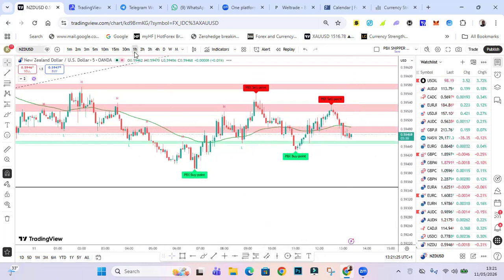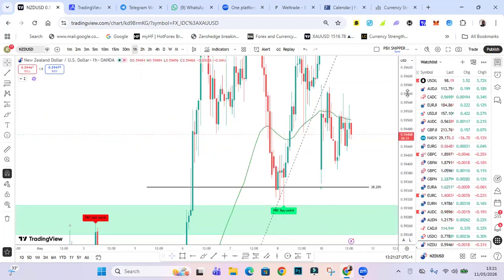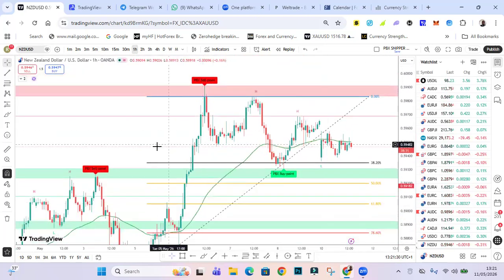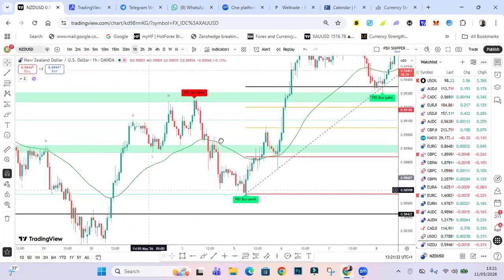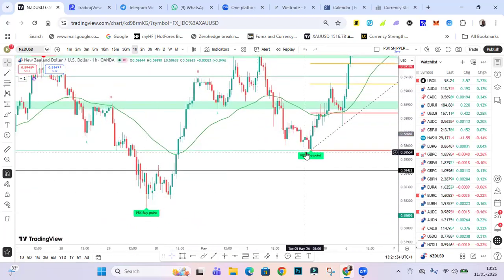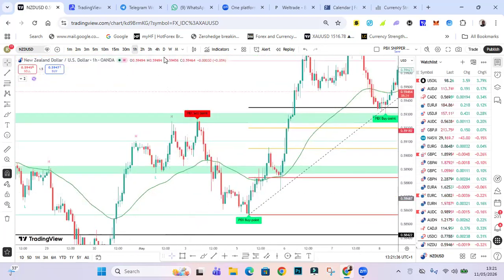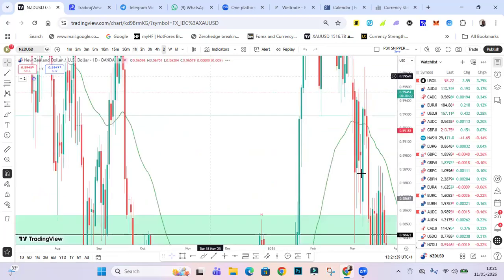So that's for that. Basically, when you come to look at the trend, we've been trending up from this level. And so let's go to daily.